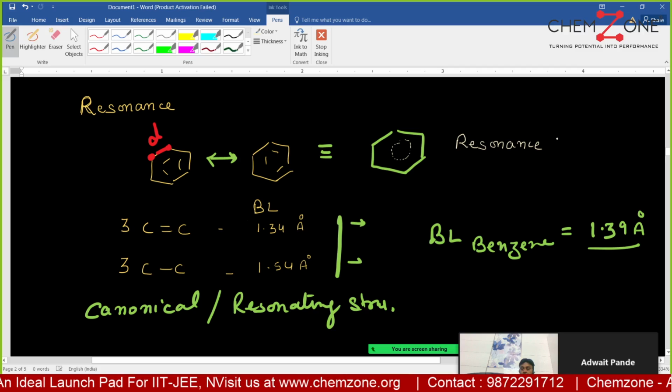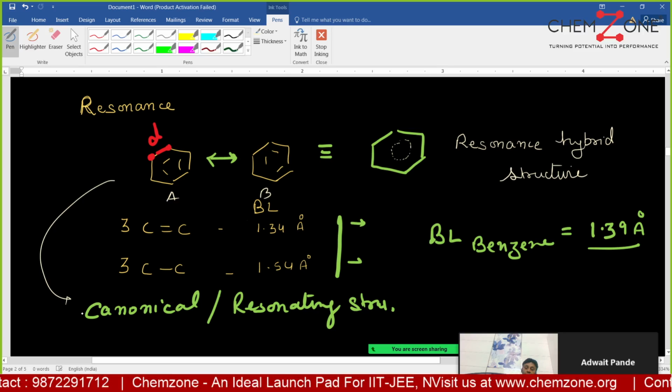Am I clear? These possible structures, A and B, are canonical structures. That is only according to our theory. But experimentally observed is this one. A resonance hybrid structure is the real structure. So we call this a phenomenon known as resonance. Write down the resonance definition now.